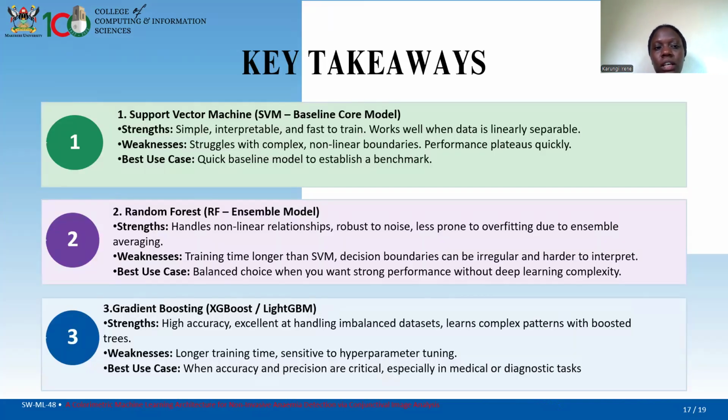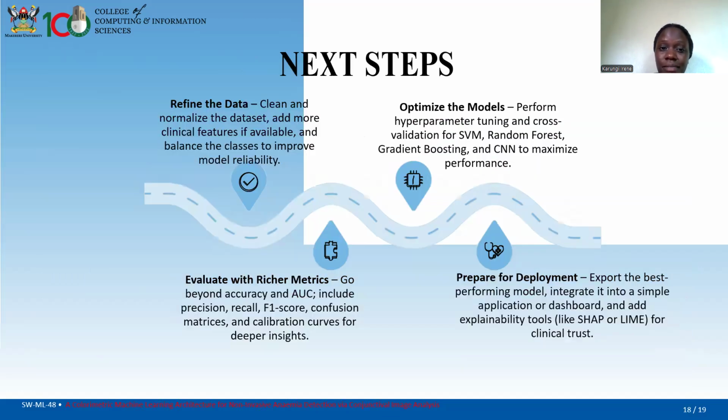So the key takeaways for the support vector machine: because I already talked about the strengths and weaknesses in the previous slide, I'm only going to talk about the best use case here. For SVM, the best use case is a quick baseline model to establish a benchmark. Random forest's best use case is a balanced choice when you want strong performance without deep learning complexity. Gradient boosting is for when accuracy and precision are critical, especially in medical and diagnostic tasks.